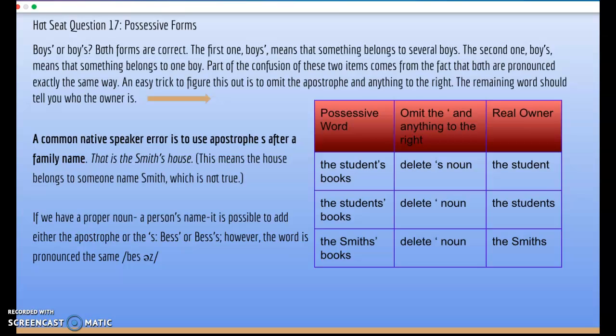Part of the confusion of these two items comes from the fact that both are pronounced exactly the same way. An easy trick to figure this out is to omit the apostrophe and anything to the right. The remaining words should tell you who the owner is. And I recommend pausing the video here and having a closer look at the table to figure this out.